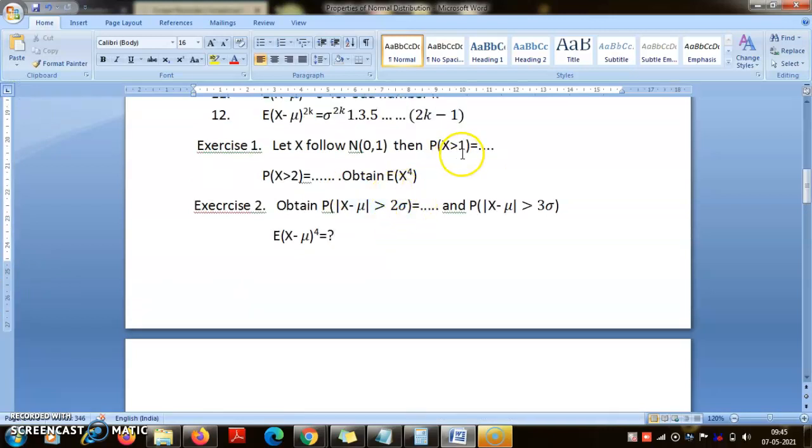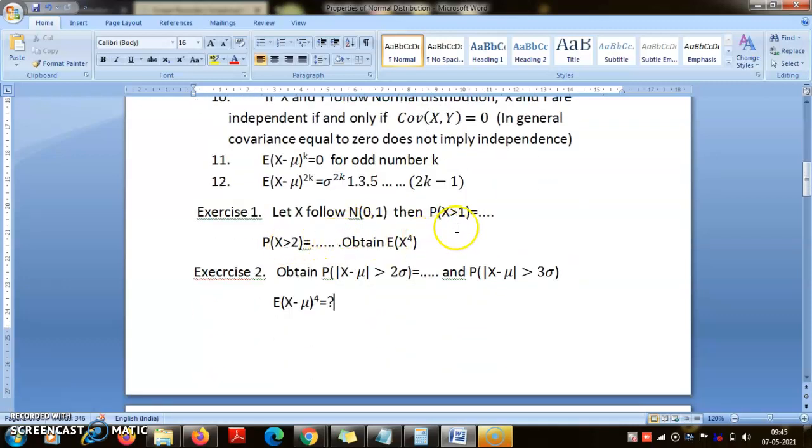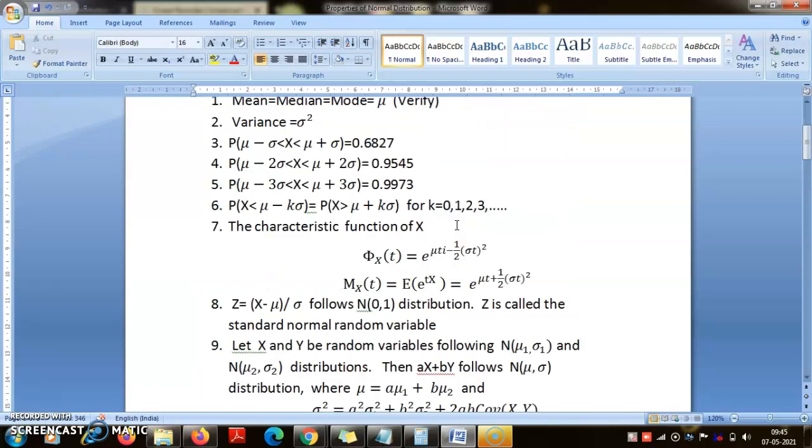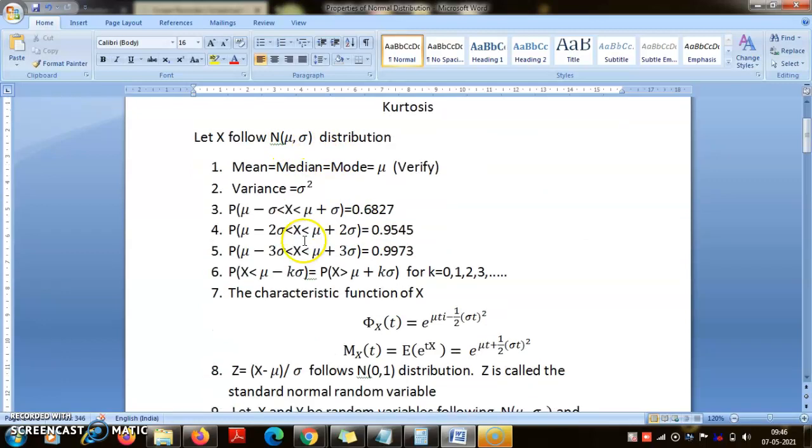How will you compute it? Here mu and sigma are 0 and 1, that means you take x following mu equal to 0 and sigma equal to 1. You are asked what the probability of x greater than 1 is. What does x greater than 1 mean? For mu 0 and sigma 1, this is x between minus 1 and plus 1. I am trying to speak a bit quickly because I am recording this and I have a limitation of time.